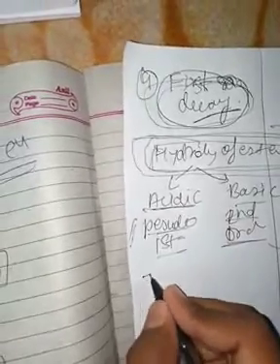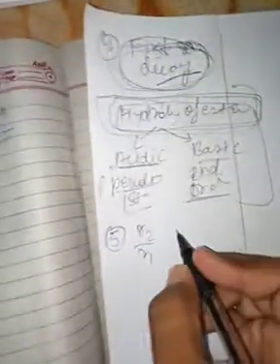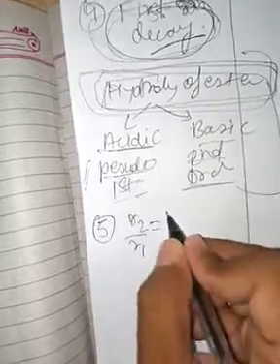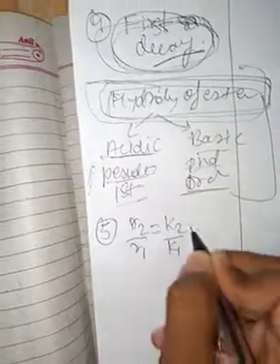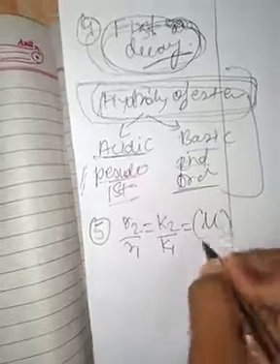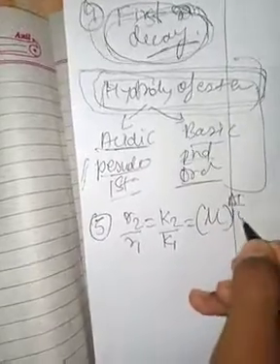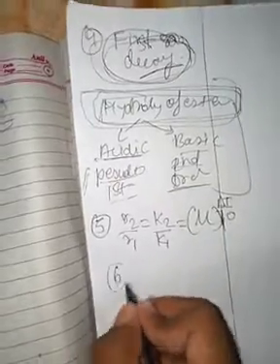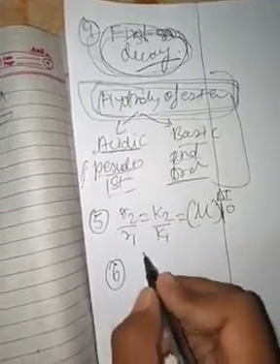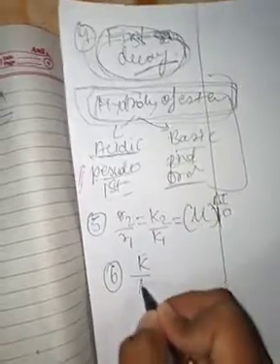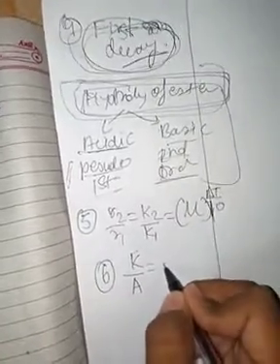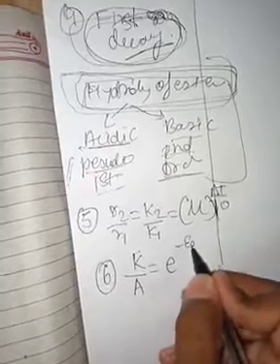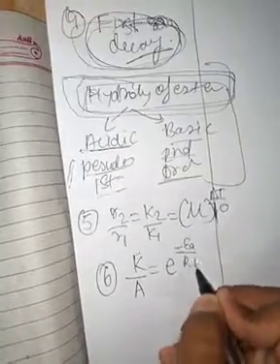Now I am taking the fifth point. We have r2 by r1, that is k2 by k1, equal to mu to the power delta T by 10. This is the equation we have. The sixth point we have is k equal to A e to the power minus Ea by RT.